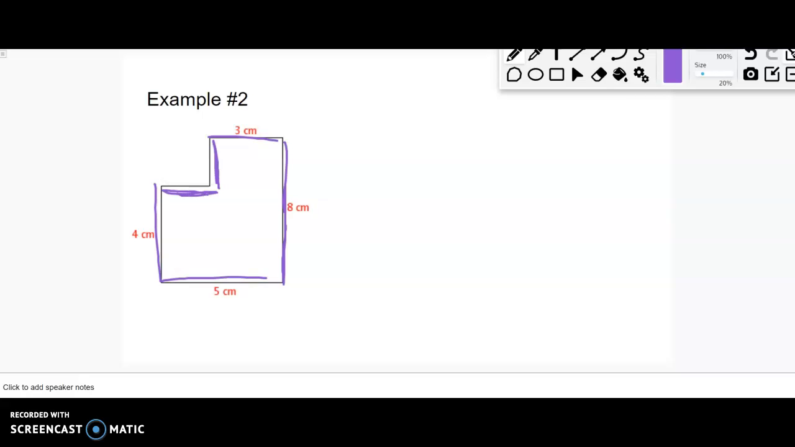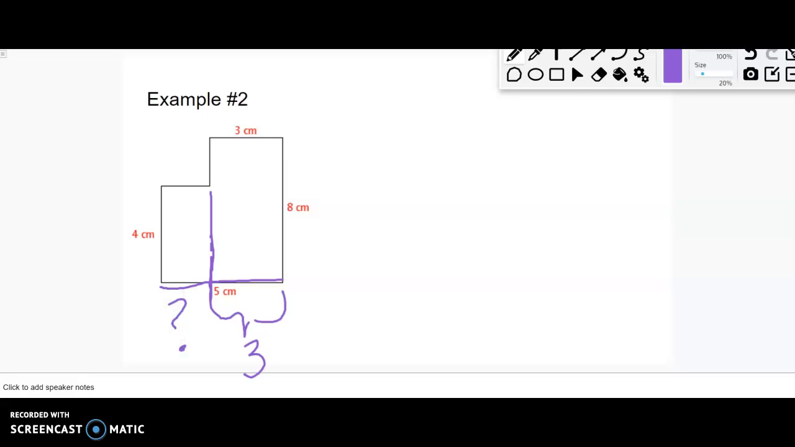Let's look and say, okay, if this whole thing is 5, and I imagine a dotted line straight down, this part over here is 3. So what's this missing part? Something plus 3 equals 5. Well, that's 2. So I know this is 2, which would make that 2. Okay?